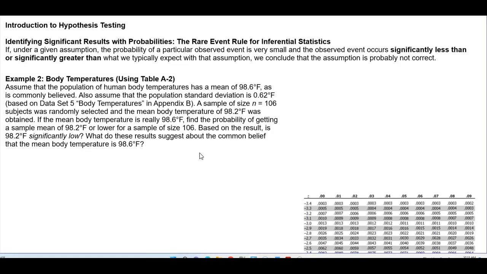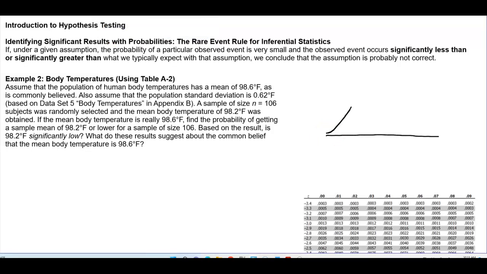Based on the result, is 98.2 degrees Fahrenheit significantly low? And what do these results suggest about the common belief that the mean body temperature is 98.6 degrees? Well, let's first draw our bell curve. So the first thing we want to do is draw our bell curve.